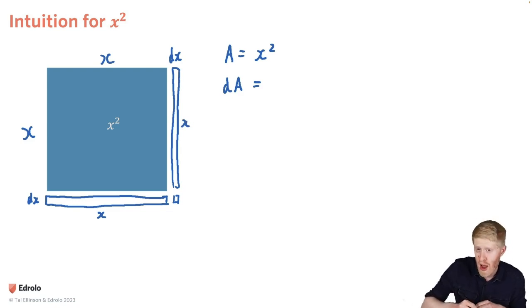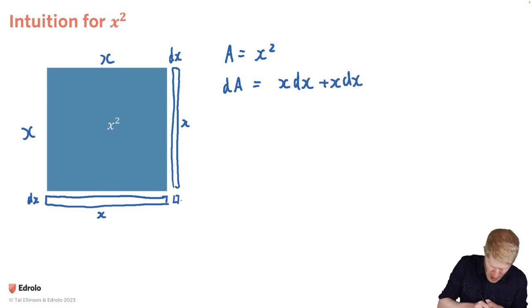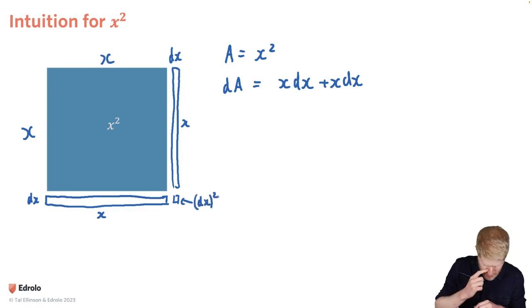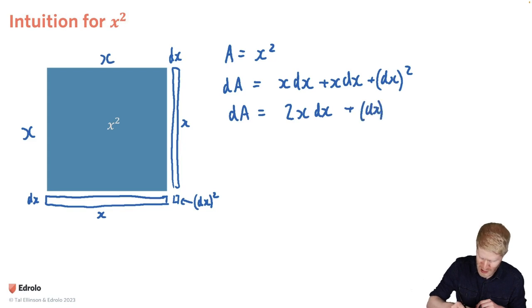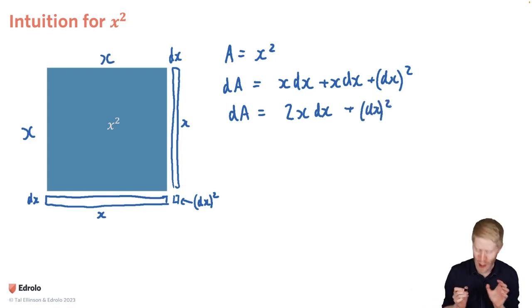And so I can say that the tiny resulting nudge in area is going to equal x times dx, that's the first rectangle, plus x times dx. And then what about this tiny little square down here, this dx squared, right? That's going to be plus dx squared. Now, hopefully you can see that we have some common like terms here. We've got two lots of x dx, plus dx squared. And you might see where this beautiful journey and adventure is going.